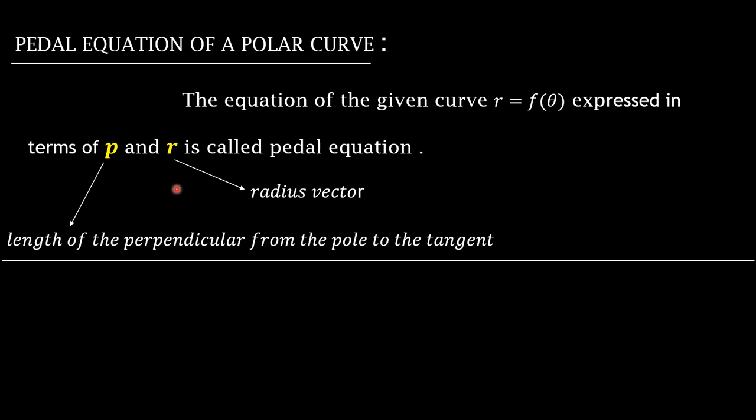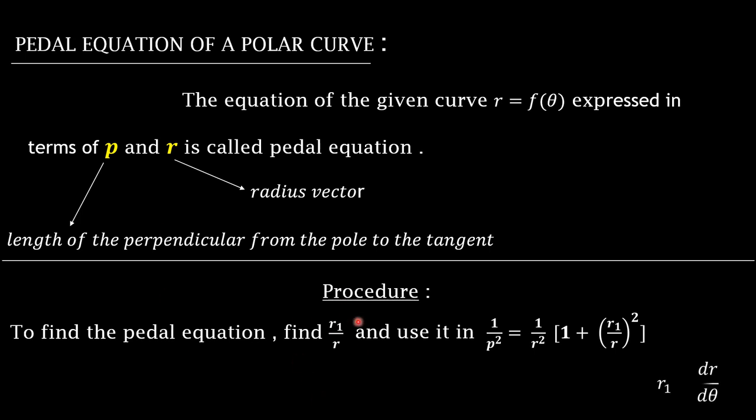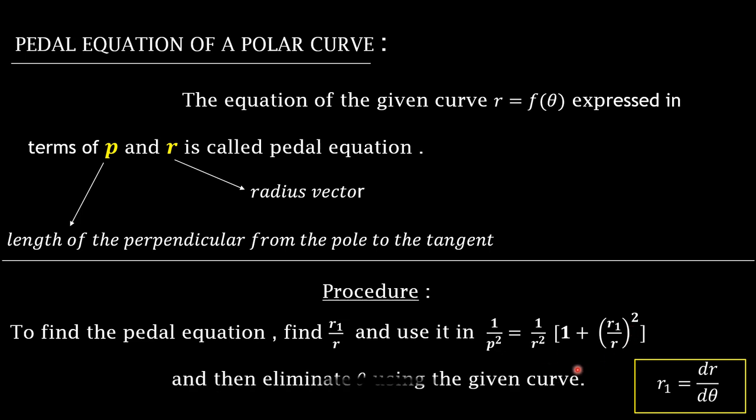Now let me find the procedure to get the pedal equation of a polar curve. In order to find the pedal equation of any polar curve, it is necessary to find the ratio r1 by r, where r1 is dr by d theta, and use this ratio in the equation 1 by p square is equal to 1 by r square into 1 plus r1 by r whole square, and try to eliminate theta from this equation. Using the given curve, you eliminate theta so that the resultant equation is in terms of p and r only.